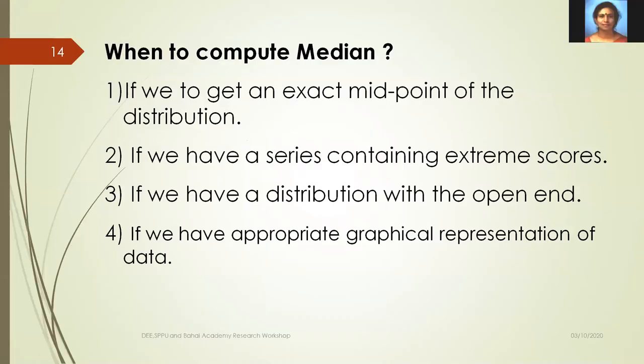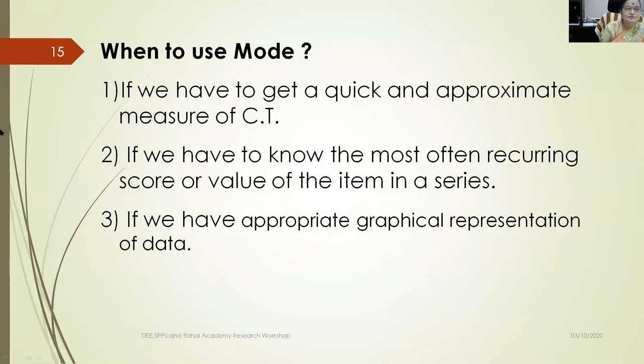When to compute median? If we are required to get an exact midpoint of the distribution, we have to keep this in mind when we are connecting measure of central tendency with measure of variability also, because while describing our distribution, our data, we are required to give a measure of central tendency as well as a measure of variability. If we have a series containing extreme scores, if we have a distribution with an open end, and if we have appropriate graphical representation of data, it is again very easy to speak about the median of the distribution or data. When to use mode?